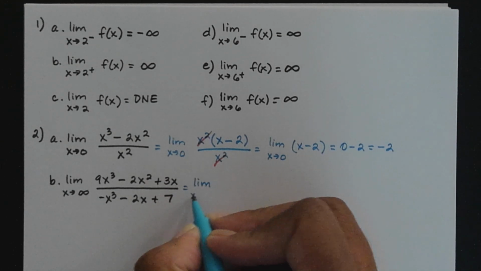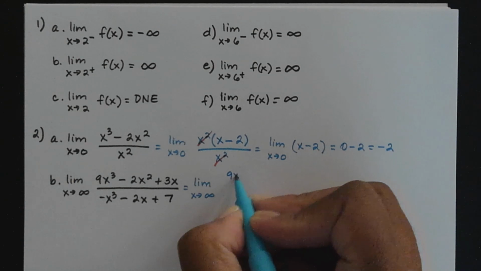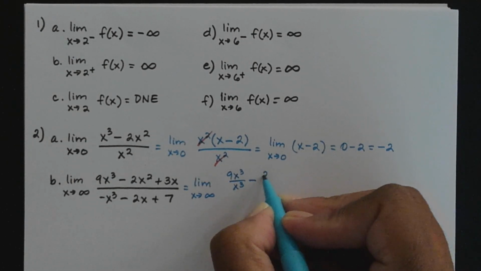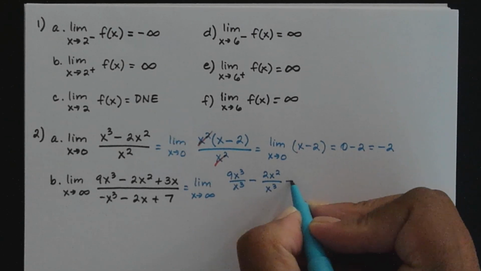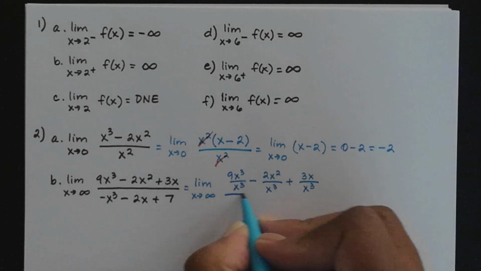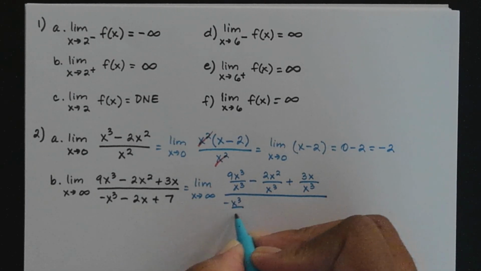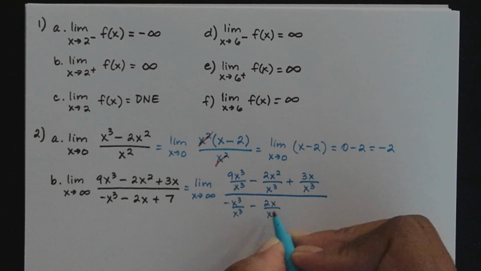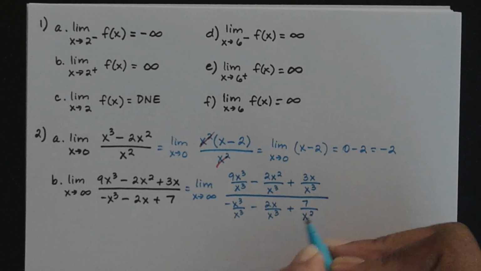So I'll divide every single term by x cubed, both in the numerator and the denominator. So I have the limit as x approaches infinity, of 9x cubed divided by x cubed minus 2x squared divided by x cubed plus 3x divided by x cubed. And I'll do the same thing in the denominator. Negative x cubed divided by x cubed minus 2x divided by x cubed plus 7 divided by x cubed.